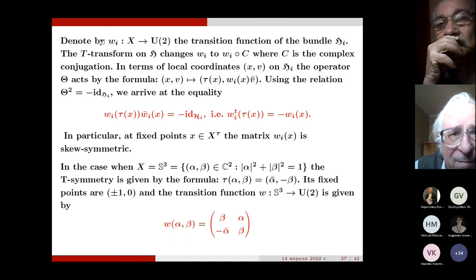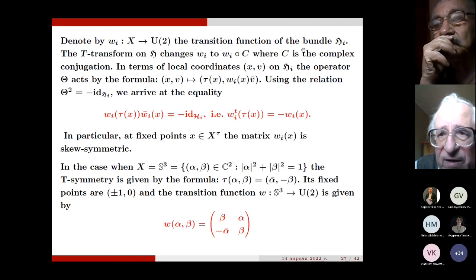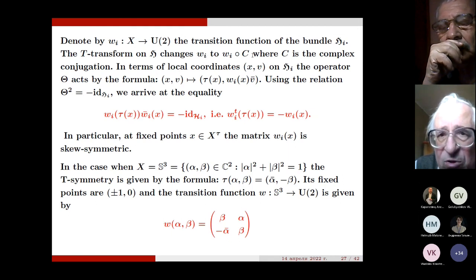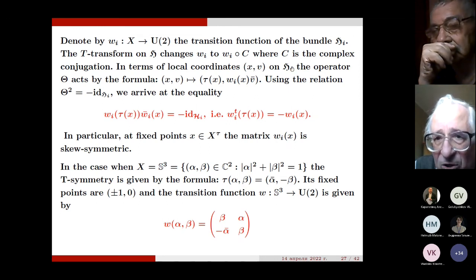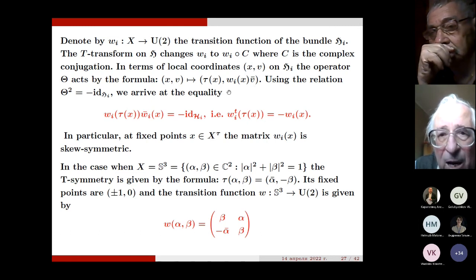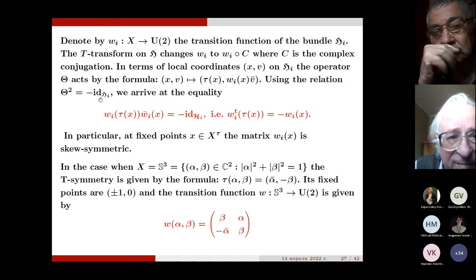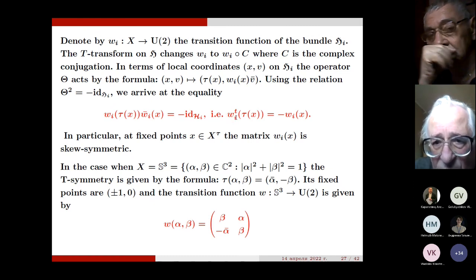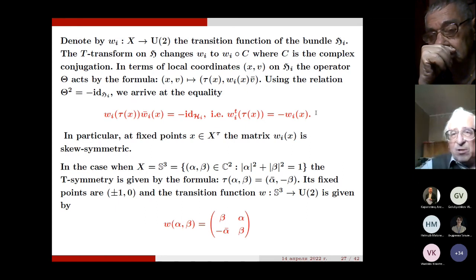Now I denote by Wi the transition function of the bundle Hi. So this is the map from X to U2, the unitary group U(2). The T transform on H changes Wi to Wi composed with the complex conjugation. In terms of local coordinates xv on Hi, the operator theta acts by the following formula. If we use the relation that theta squared is minus identity, we arrive at the following equality: if we transpose Wi, then we get minus W of x.